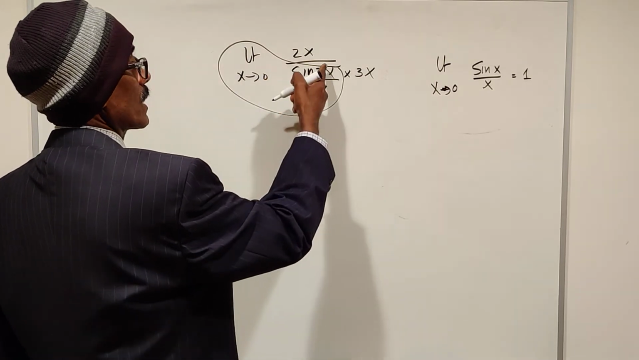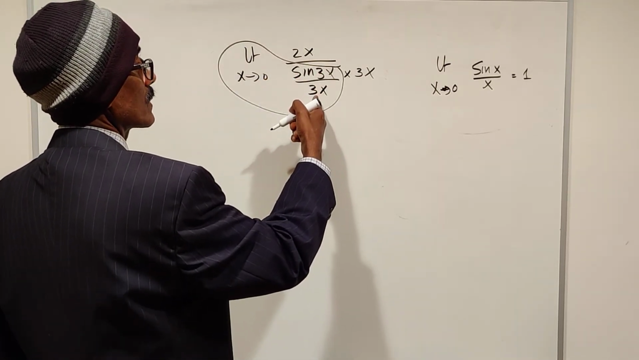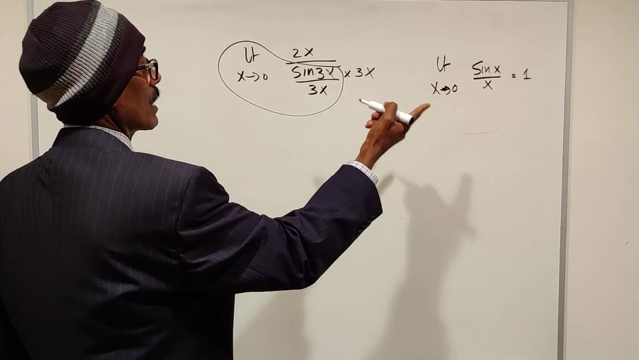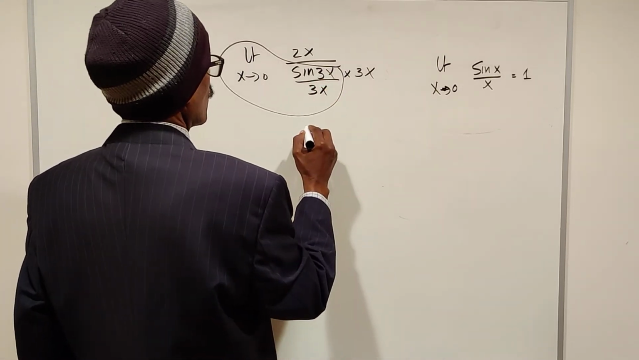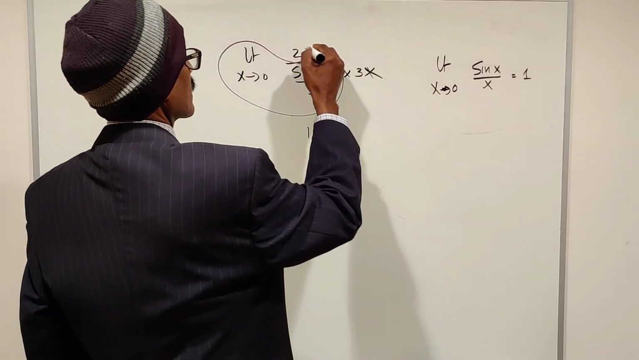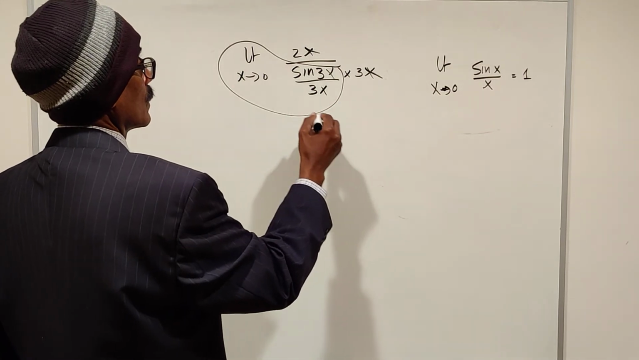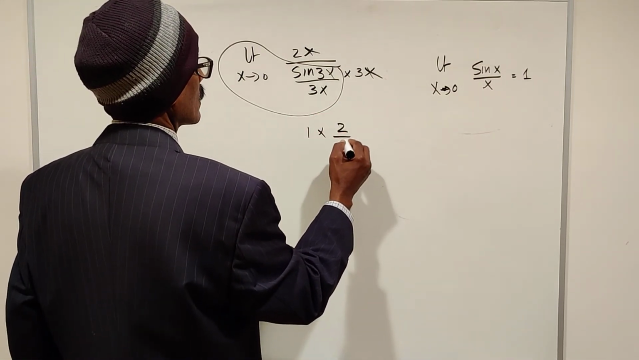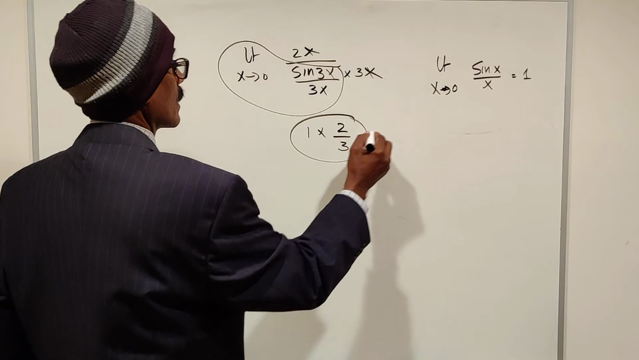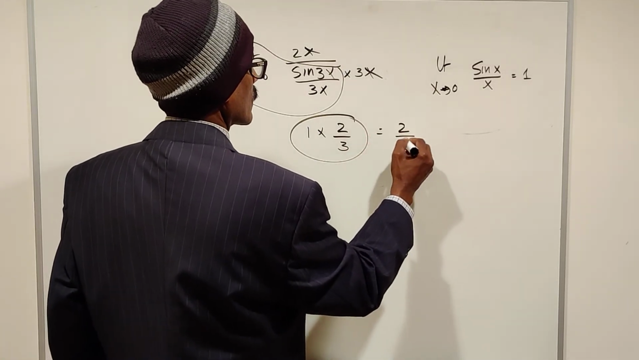Limit x tends to 0, sine 3x by 3x is 1. So 1 times, see, you can cancel x and x. 1 times 2 by 3. That is, 2 by 3 is the answer.